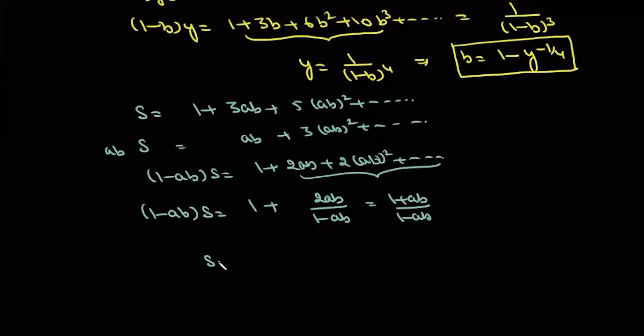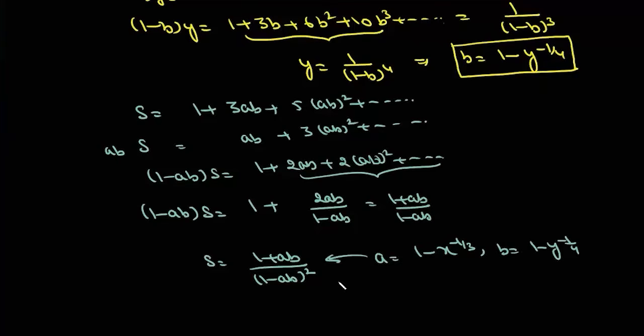We can write this as S equals 1 plus ab upon (1 minus ab) whole square, where a is (1 minus x) to the power minus 1 by 3 and b is (1 minus y) to the power minus 1 by 4. If we put the value of a and b, we'll get the value of S in terms of x and y, which is what we need to find in this question.